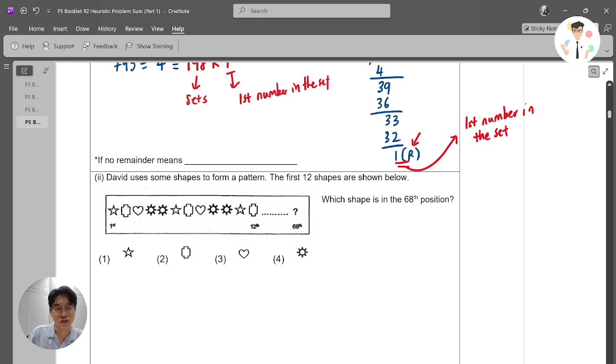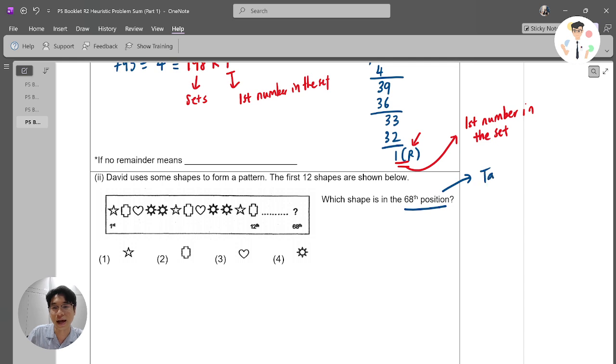David uses some shapes to form a pattern. The first 12 shapes are shown below. As you can see, these are all the shapes. Which shape is in the 68th position? Again, this is what I want to find. This is my targeted number.